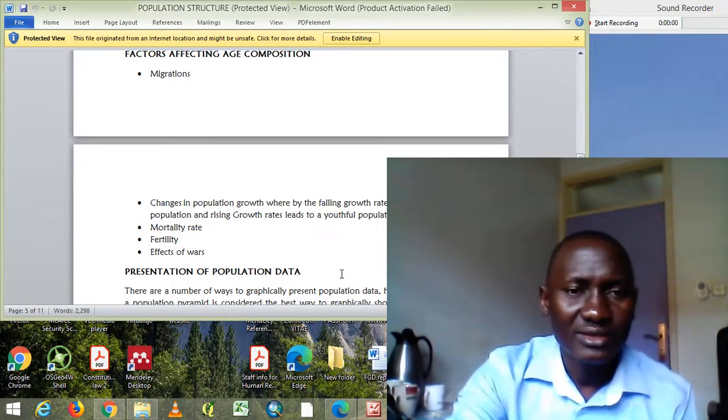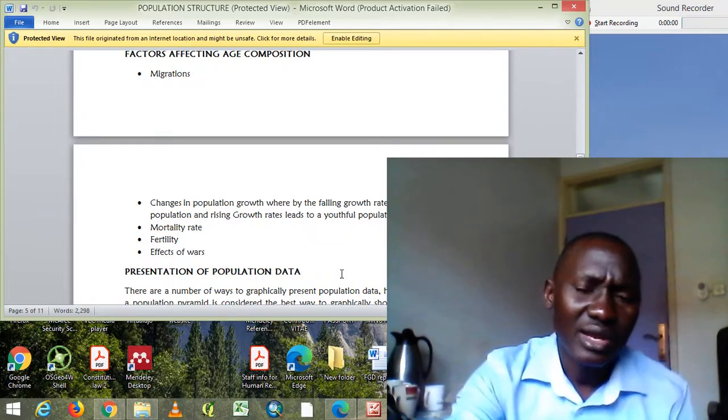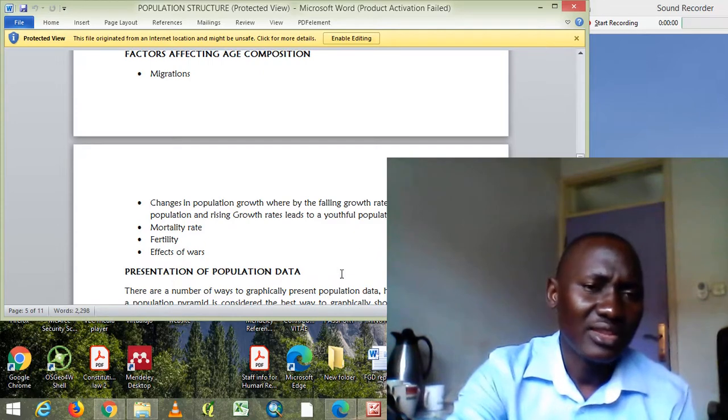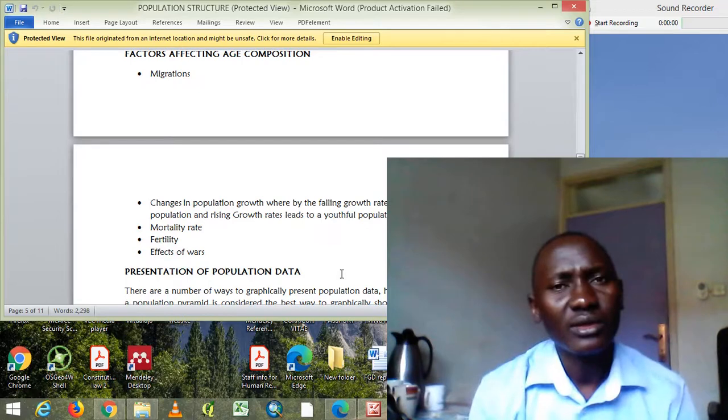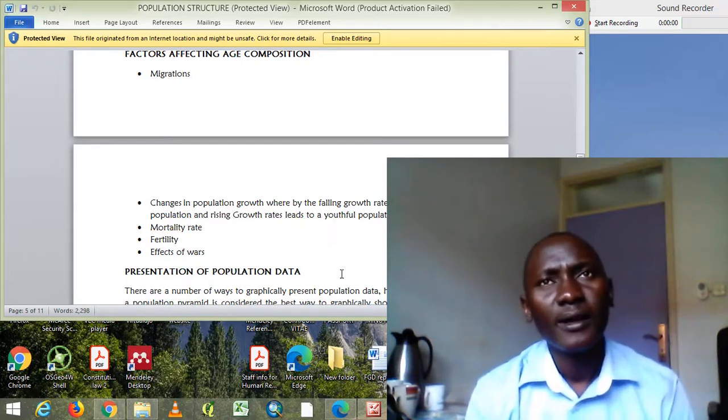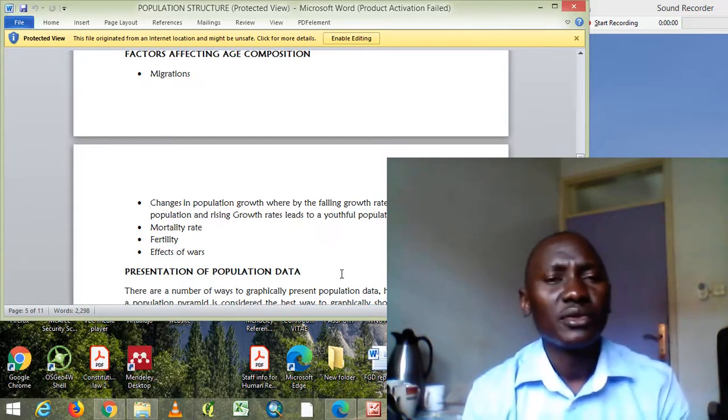Then we have changes in population growth, where you can definitely have falling growth rates, which lead to an aging population. This is the scenario, for example, in the Western world, where you have a lot of people taking time to produce children.